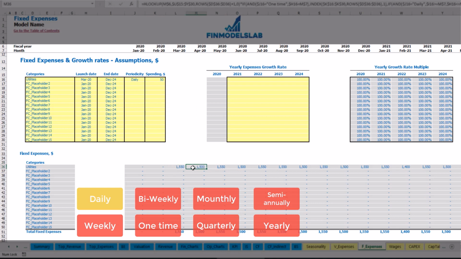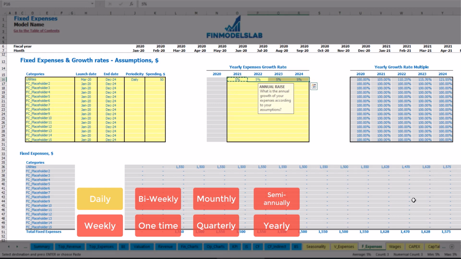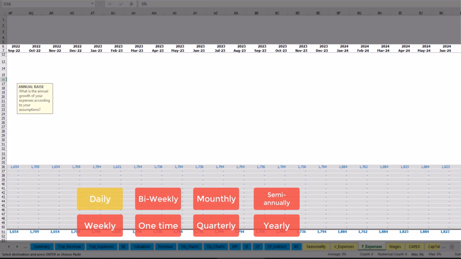It is calculated based on the count of days within this month. So obviously in March 20 you have 31 days. That's why you will have $1,550. In April you have 30 days. This means this will be $1,500. Also, you have the ability to input some growth rate year over year. Once you input this growth rate, you will see that your utilities will grow year over year.